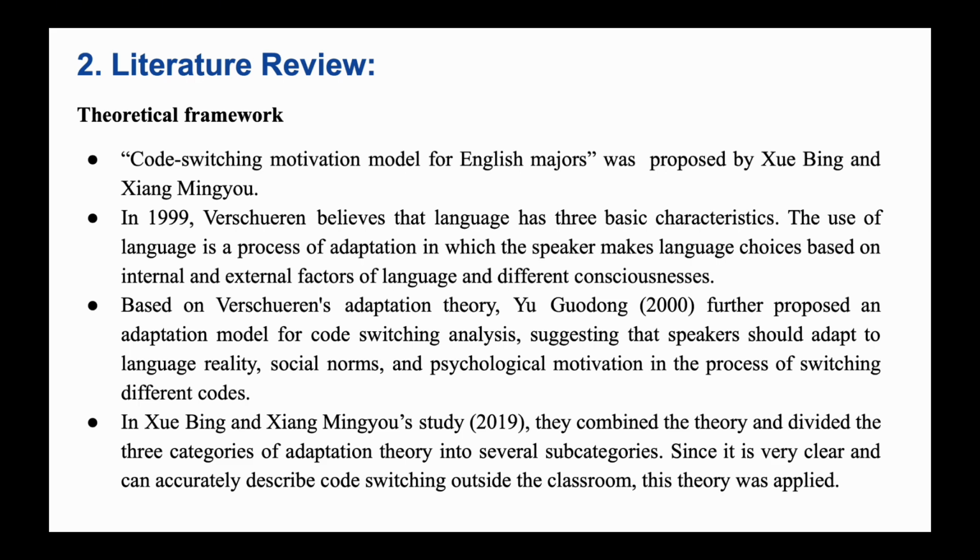Based on Western adaptation theories, Yu Guodong further proposed an adaptation model for code switching analysis, suggesting that speakers should adapt to language realities, social norms, and psychological motivations in the process of switching between different codes. In Xue Bing and Xiangming You's study, they combined the theories and divided three categories of adaptation theories into several subcategories. Since it is very clear and can accurately describe code switching outside the classroom, this theory was applied.